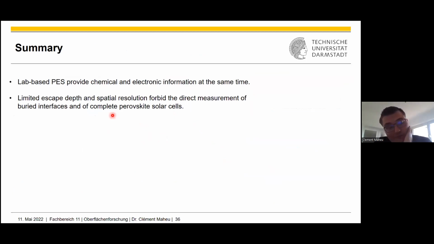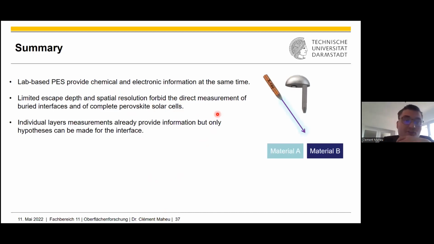So to conclude and to summarize, I hope I convinced you that photoelectron spectroscopy is quite a strong technique to get chemical and electronic information at the same time. I hope that you also remember that it's really a surface technique, and due to that, and also due to the spatial resolution, we cannot measure directly the buried interfaces of a complete perovskite solar cell, but that's the same thing for any, let's say, stack. And then you need to find some tricks, and I gave you 3 stories. One where we compare individual layers, but of course at the end you need to make some hypotheses on how the interfaces of these 2 materials should behave.